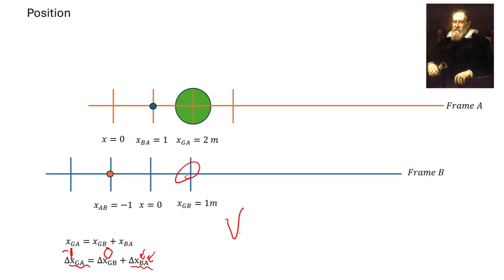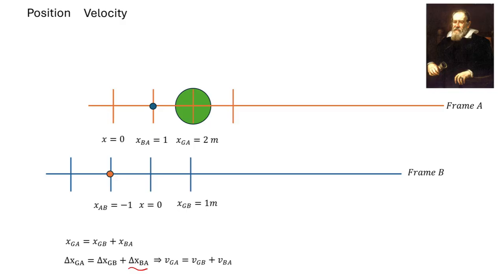Another way to say that is the velocity of frame B relative to A is equal to minus the velocity of frame A relative to frame B, just like for our position rules. A nice thing here is that if the changes in position obey the same rule, then so do the velocities. Because honestly, velocity is just change in position over time.